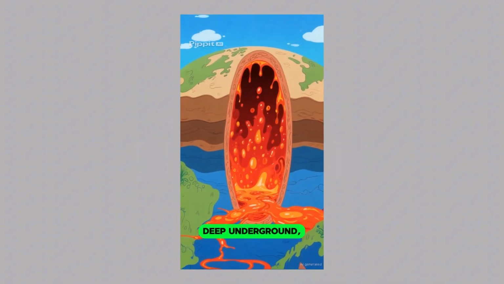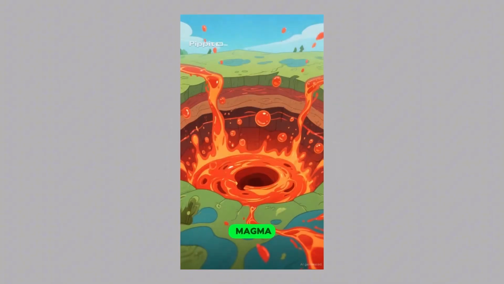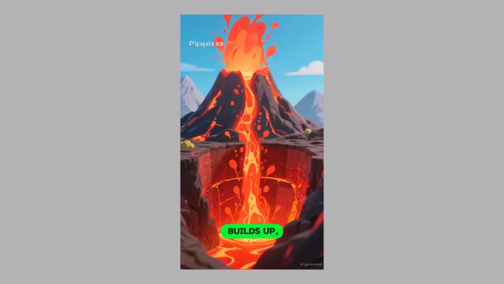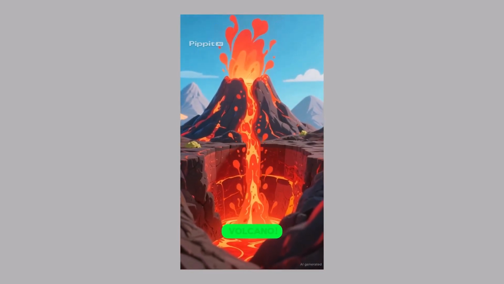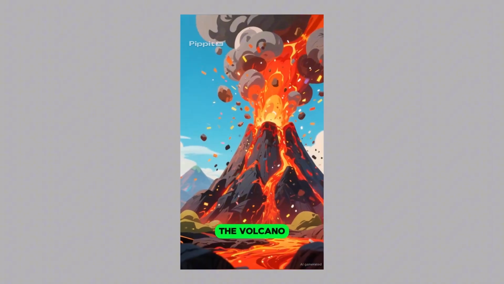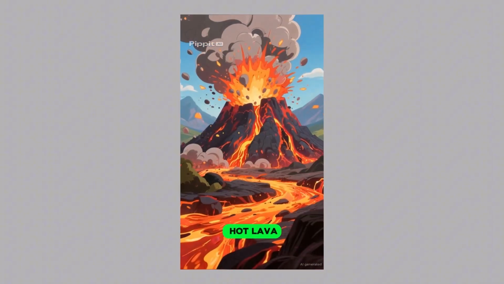Deep underground, hot melted rock called magma is waiting. When pressure builds up, the magma starts rising up through the volcano. Boom! The volcano erupts and shoots out hot lava and ash.